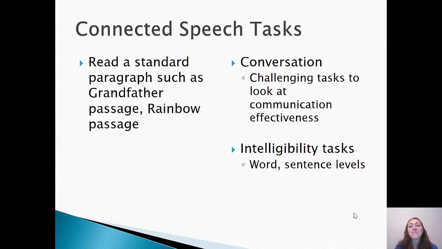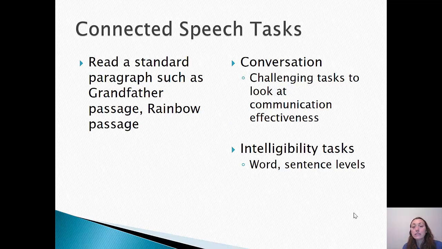We can look at conversation and get some other information. For conversation, it may be challenging within a conversation task in your assessment to really understand communication effectiveness, which I will explore in just a second. Many standardized assessments that are out there for dysarthria or motor speech will have an intelligibility task, like a word level or a sentence level.